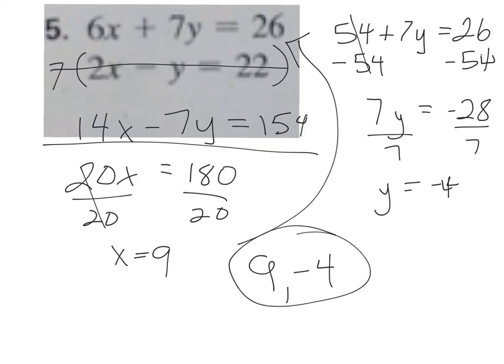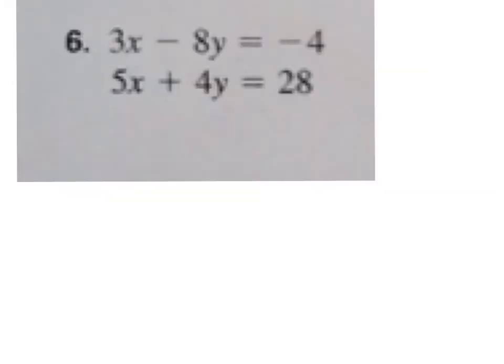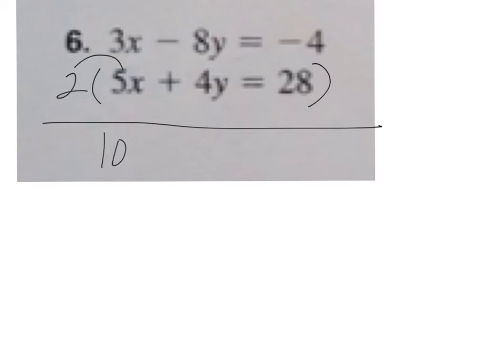Let's take a look at number 6. As I evaluate this problem, the LCM of 3 and 5 would be 15. That means I would have to multiply the top by negative 5 and the bottom by 3. But if I look at the y's, one's a negative 8 and one's a positive 4. So I can just take the bottom one and multiply it by 2. That would give me 10x plus 8y equals 56.